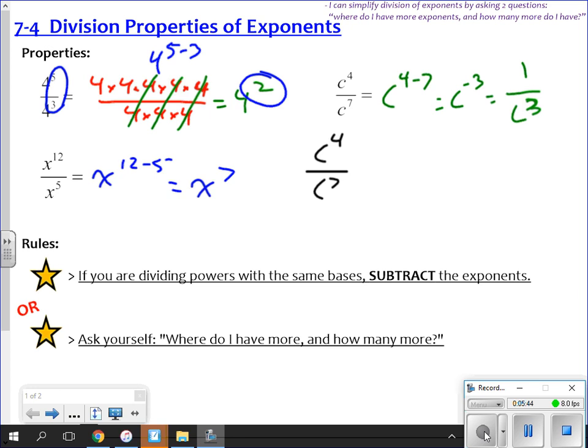I still subtract. But I don't take 4 minus 7. What I do is I go, okay, this will be 1 over c to the 7 minus 4 power. I do my answer where the larger of the two exponents are, and I take the big exponent minus the smaller exponent, and I get 1 over c cubed. I get the same answer. And that's technically what I did here. Where's the bigger one at? It's in the numerator. 12 is the bigger one. So I did 12 minus 5. I get x to the 7. If you take the bigger one minus the smaller one, you will always have a positive exponent, either in the numerator or the denominator. Two different ways of doing it.